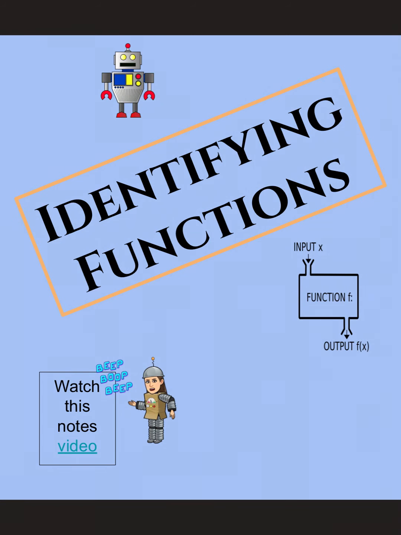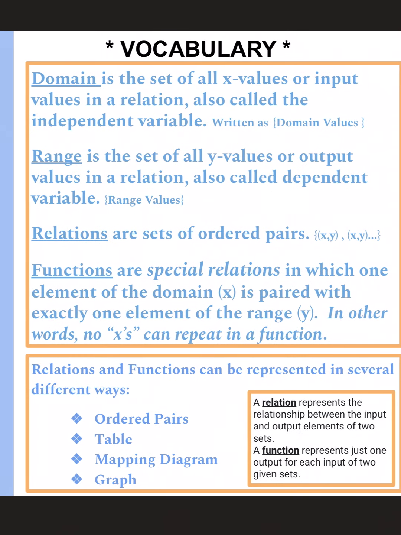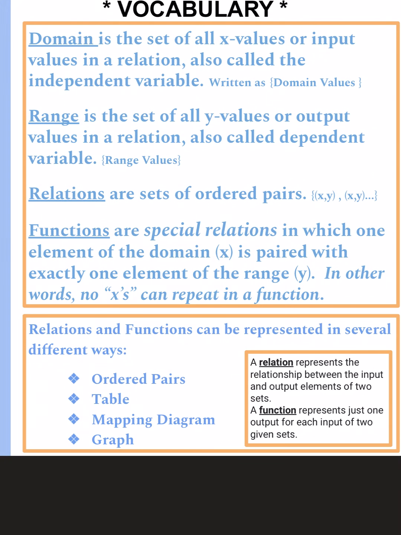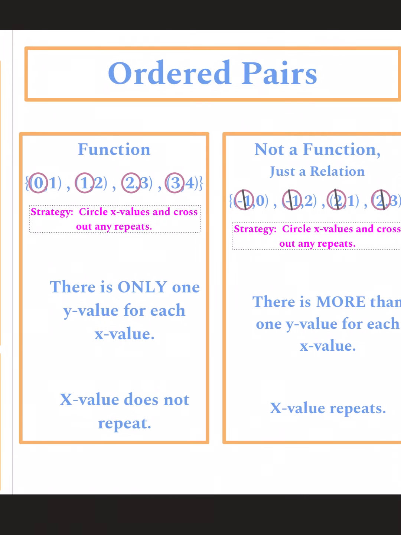In this video, we're going to look at identifying functions. So on the first slide, you have some vocabulary words: domain, range, relations, functions. Our main focus, though, is looking at identifying functions in ordered pairs, tables, mapping diagrams, and graphs. The first ones we're going to look at are the ordered pairs.